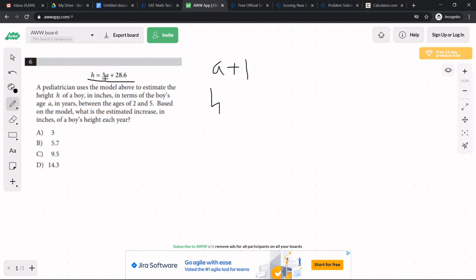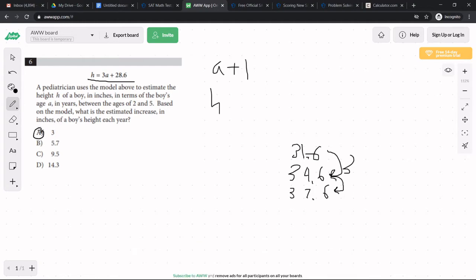When he's age 1, it's going to be 31.6. When he's age 2, it's going to be 6 plus 28, 34.6. When he's age 3, 37.6. It goes up 3 inches every year. That's all the slope means in this situation. So your answer is going to be 3.